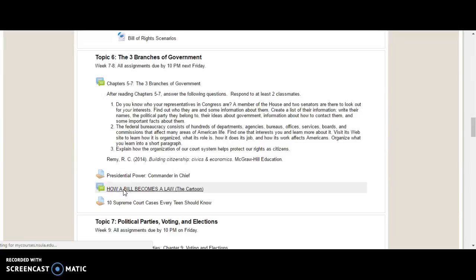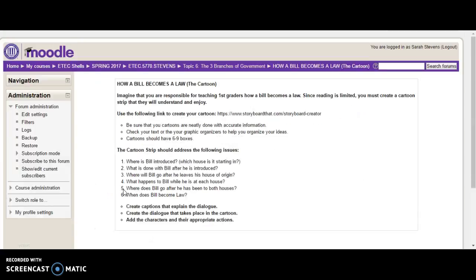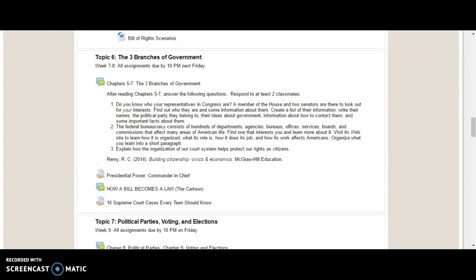The next link, how a bill becomes a law, discusses the actions of Congress. So they will create a comic strip using Storyboard That to give their interpretation of how a bill becomes a law, and then they will post it to the forum for their classmates to view, and this will allow them to see how their peers interpret the same process.